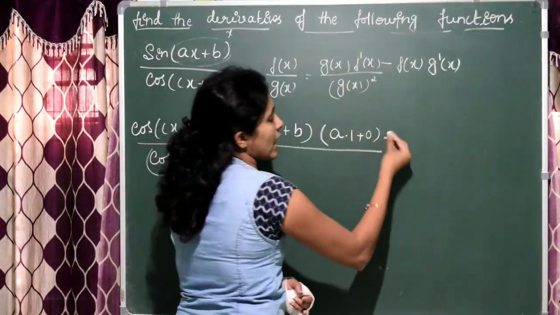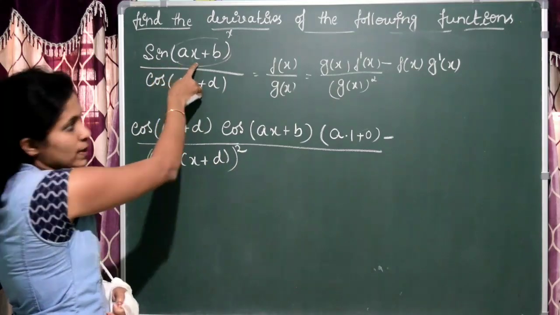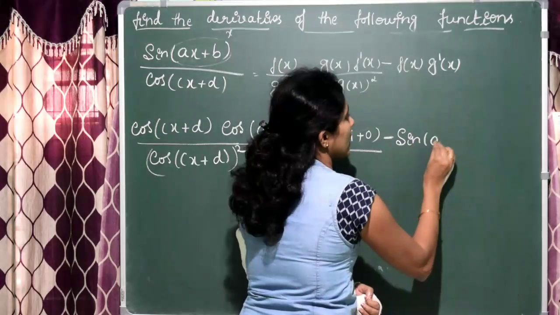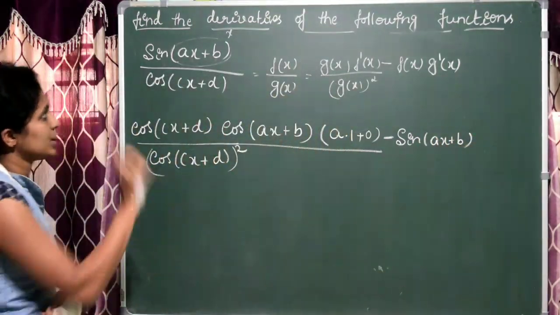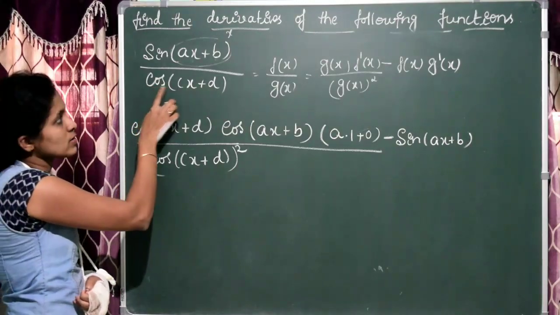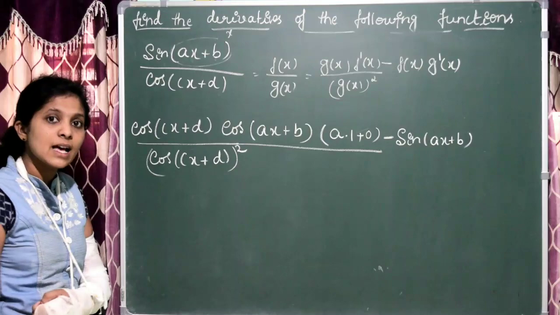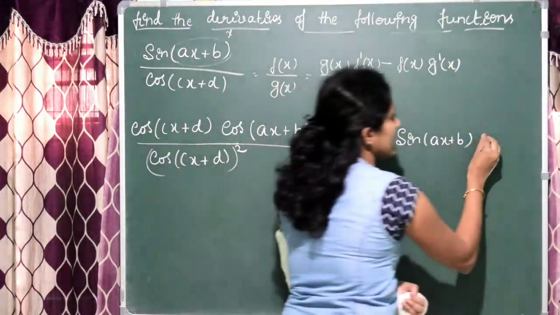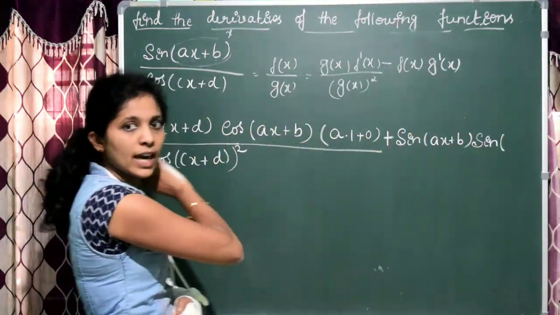Then minus f of x as it is. What is f of x here? Sin of ax plus b. I have to keep the numerator as it is, that is sin of ax plus b into derivative of denominator. Derivative of denominator means cos of cx plus d. You have to consider this as x. So derivative of cos x is minus sin x. So this is here minus into minus will be plus sin. What is x here? In the place of x here we have cx plus d.